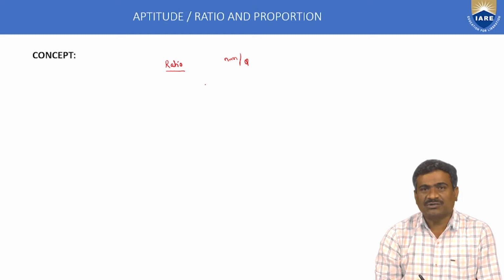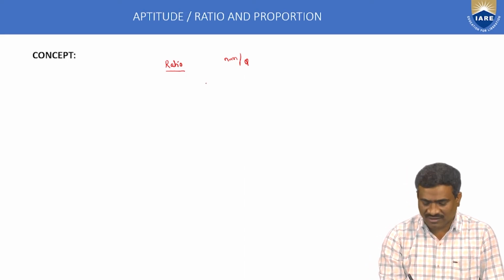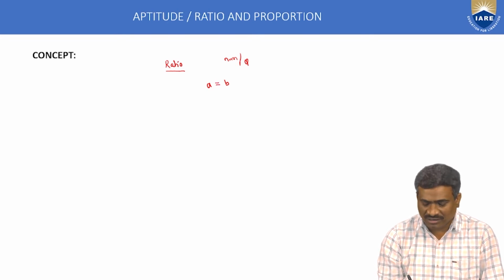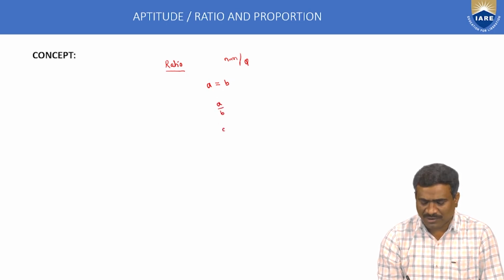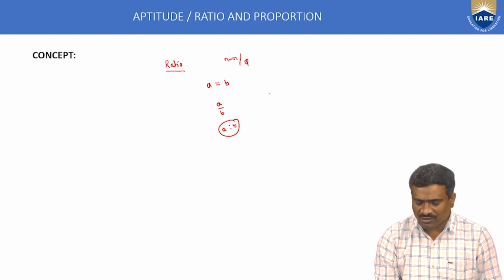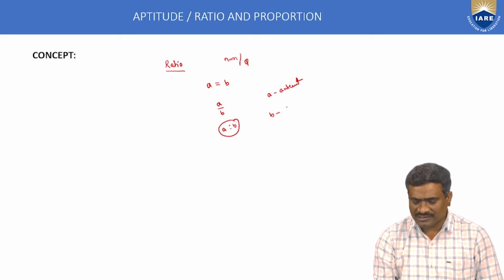In the ratio definition, suppose we consider two numbers or two quantities. If the first number is A and the second number is B, then A to B is called a ratio. It can be written as A:B or A by B or A is to B. This indicates ratio. Here A is called the first term or antecedent and B is called the second term or consequent.